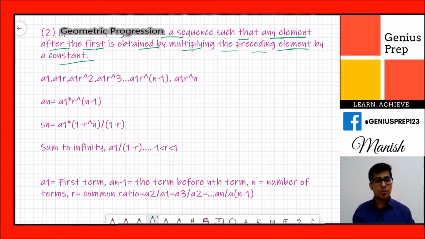It means that suppose there is a series a1, a1r, a1r squared, so this is a series. Just forget about this r right now. Suppose you have the series 1 2 4 8 16.